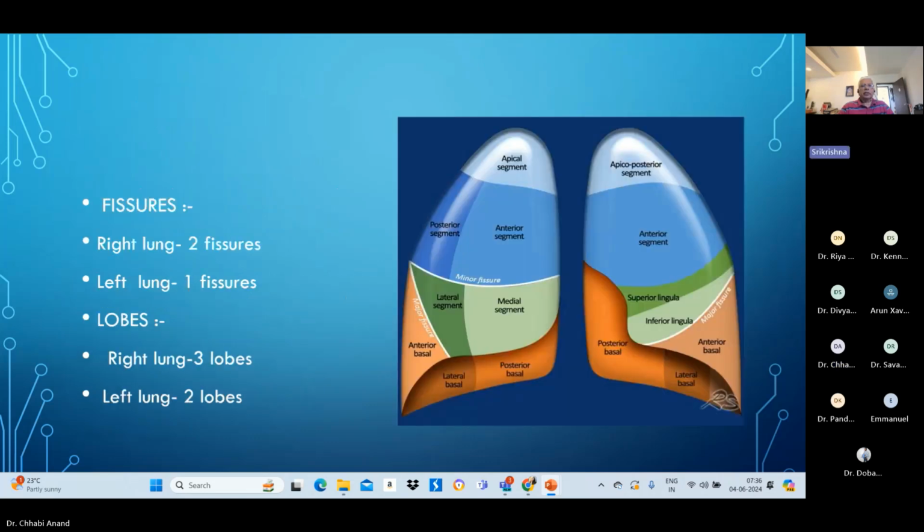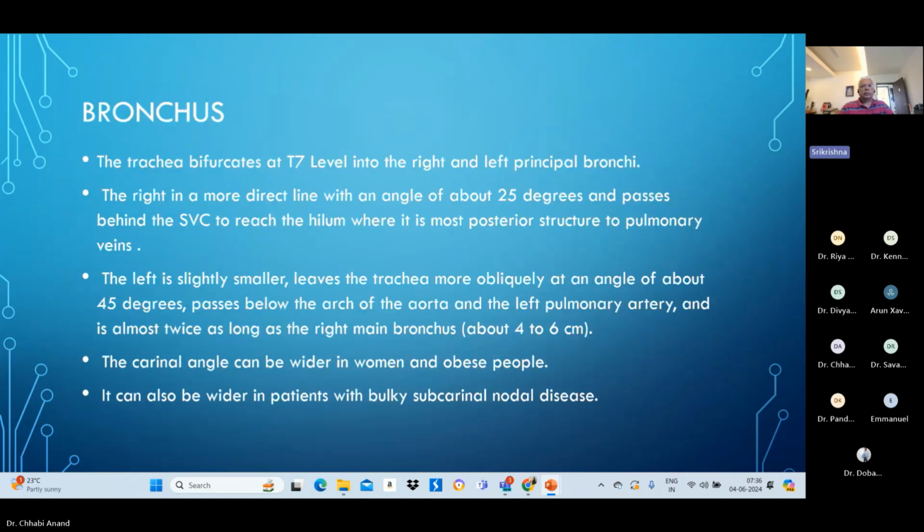Is it T7 or T4? Where is your reference for this? So Shields, I made this. They've said T7? Yes, sir. Tracheal bifurcation occurs at the sternal angle, and sternal angle is at T4. Oh, no, sir. It's T4 only, sir. Sorry, sir. I think it's my mistake.